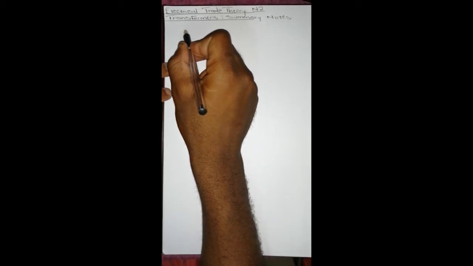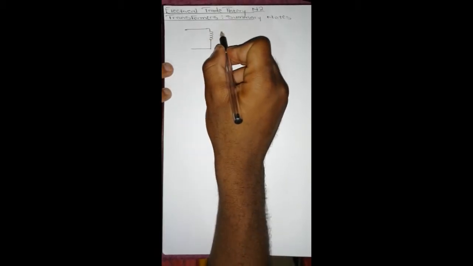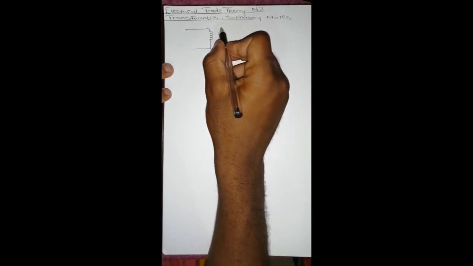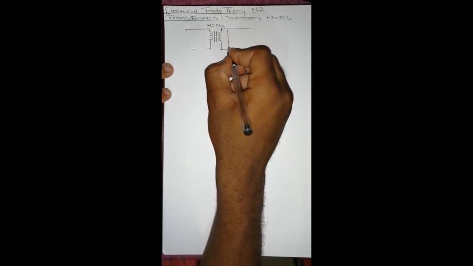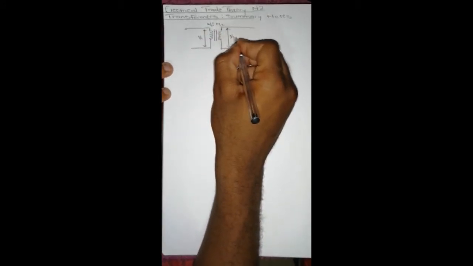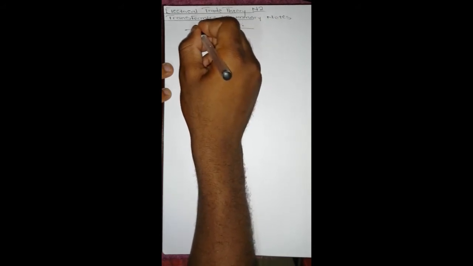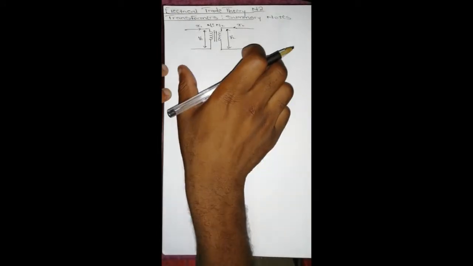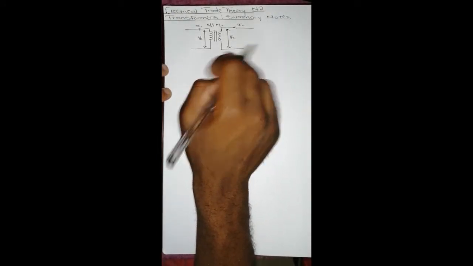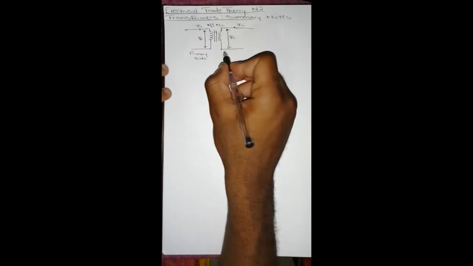First of all, draw the basic diagram for a transformer. N1 is to N2, and then I1. Okay, there's a basic diagram of a single phase transformer, whereby this side is the primary side, and this side is the secondary side.